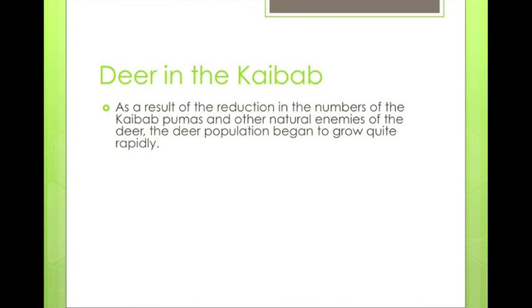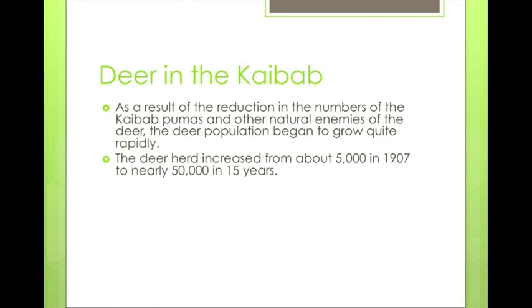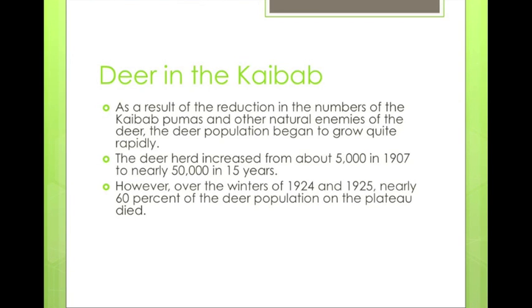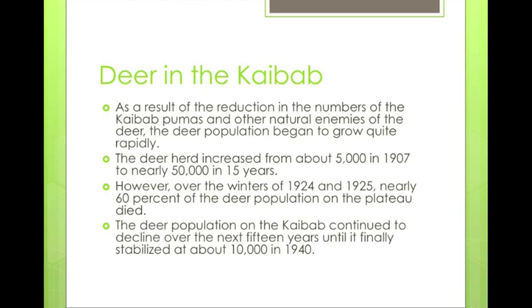Now let me tell you about deer in the Kaibab Plateau. When the predators of the deer were taken away, particularly the pumas and other predators, the deer population began to grow quite rapidly. The deer herd increased from about 5,000 in 1907 to nearly 10 times that in about 15 years. So it really took off. Then, over the winters, sometime between 1924 and 1925, nearly 60% of the deer population died. It was a sudden collapse of the population, and it actually continued to decline over the next 15 years until it finally stabilized at about 10,000 in 1940. So this is a good case to look at how population grows, then declines very rapidly, and then stabilizes.